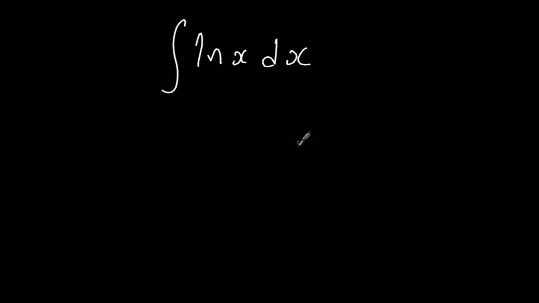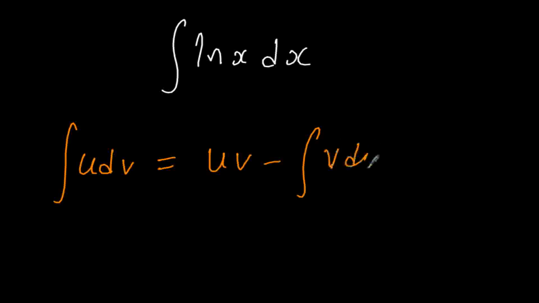Hello, in this video we are integrating the natural logarithm of x with respect to x. So to integrate ln x, we have to use integration by parts, and our formula for integration by parts is the integral of u dv equals uv minus the integral of v du.